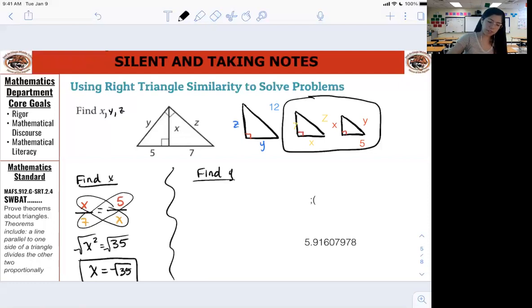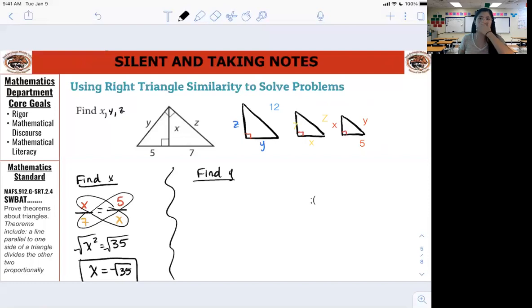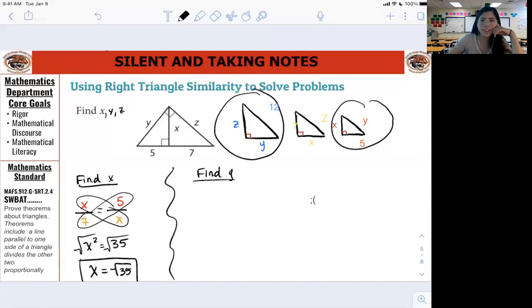Which two triangles contain Y? Which ones should I use? We should use tall and venti. The biggest one and the smallest one. Okay.